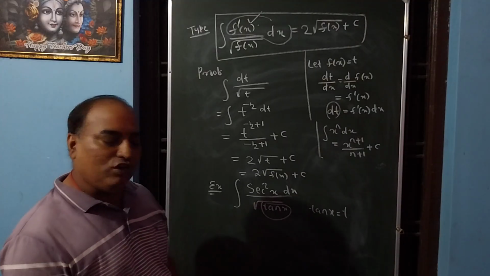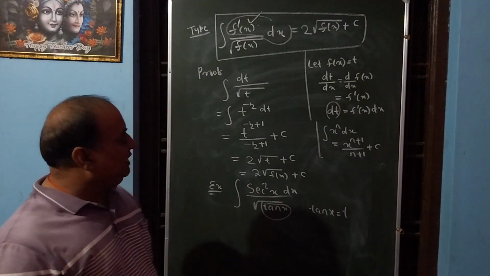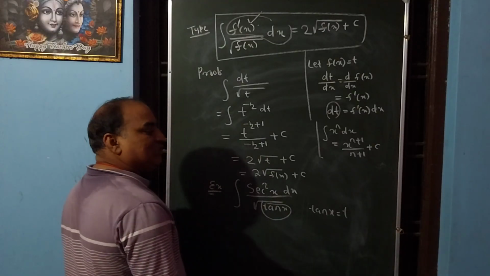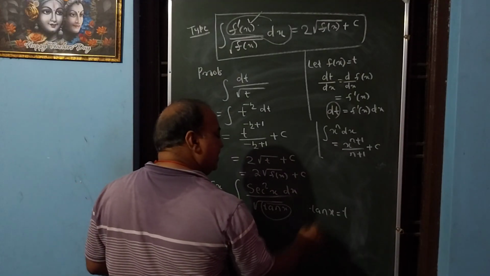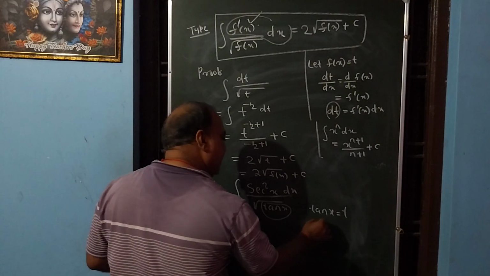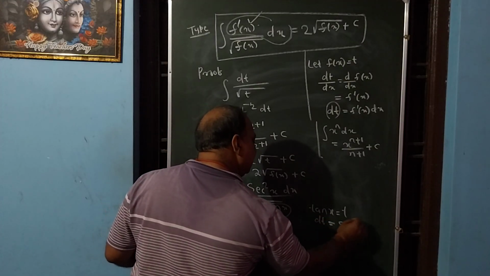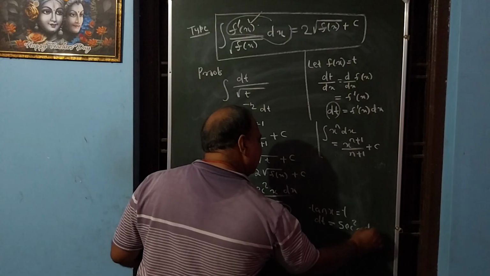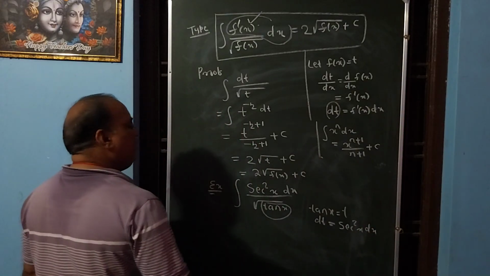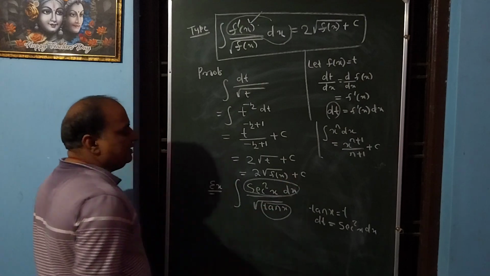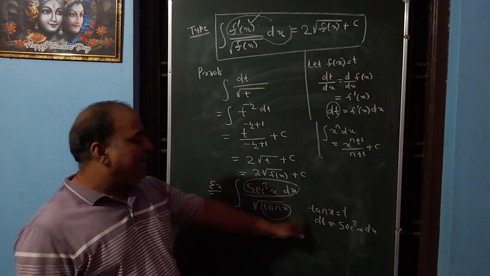You have to choose that function whose derivative is in the numerator. So here we get tan x is equal to t. So differentiating on both sides with respect to x, we get dt is equal to sec square x dx. So now it is replaced. In place of sec square x dx, we write dt.